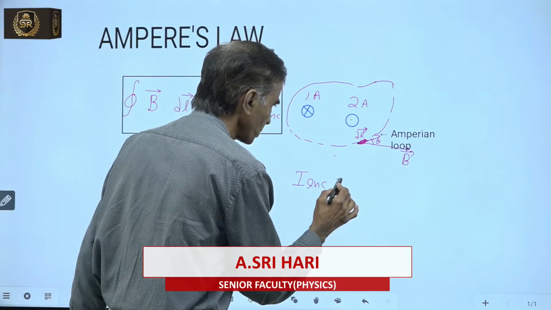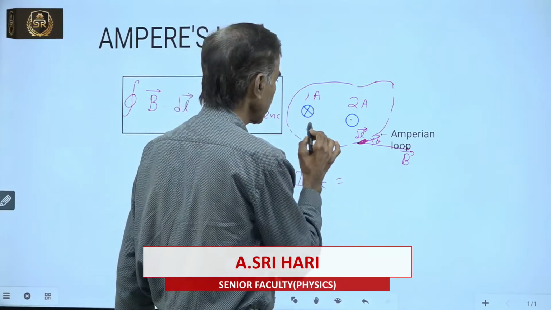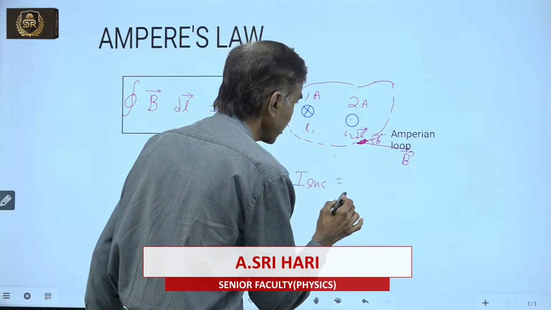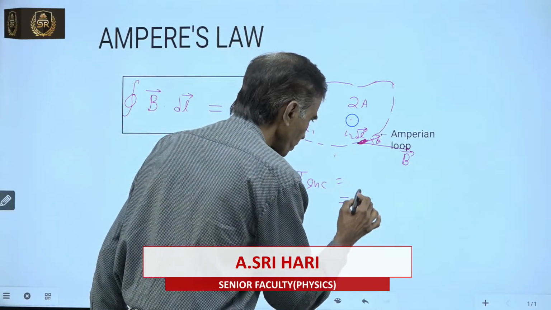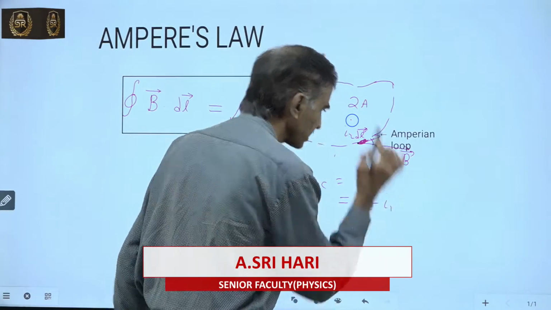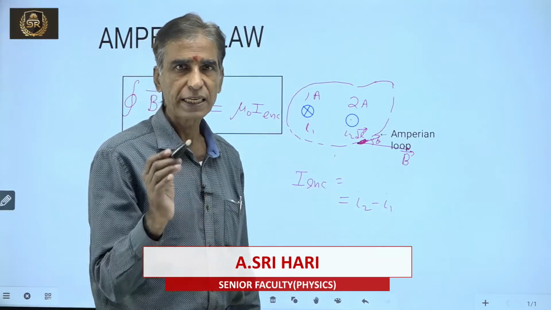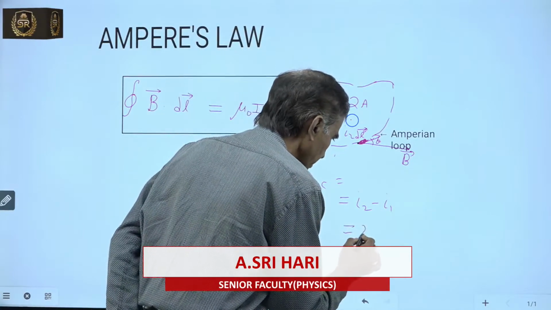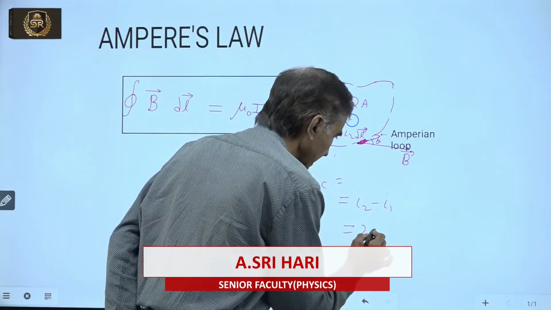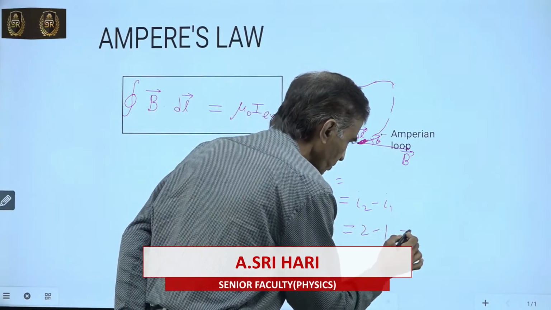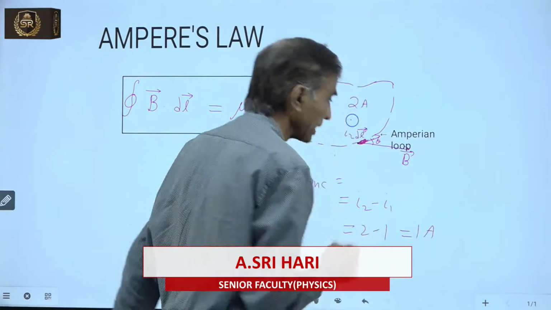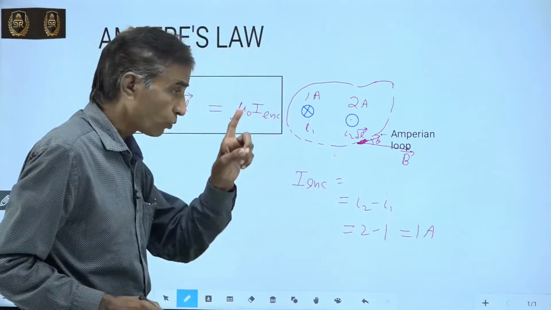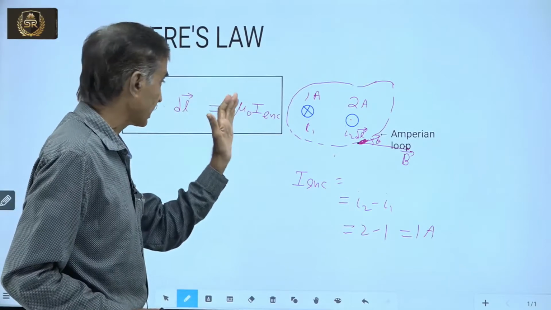I enclosed is equal to, this is our I1, this is our I2, let us say. Then what I will write? That is equal to I2 minus I1. I2 minus I1, that is 2 ampere out of the plane minus 1 ampere into the plane. Therefore, I enclosed equals 1 ampere. Then mu naught into 1, that is mu naught.